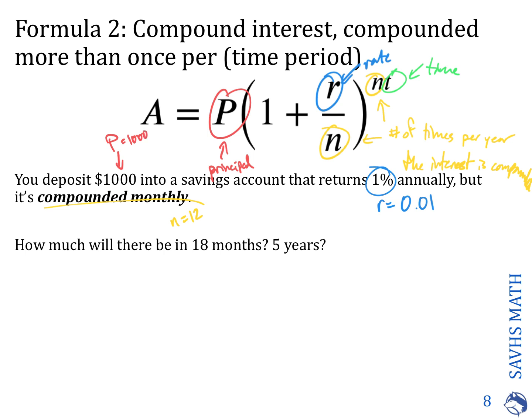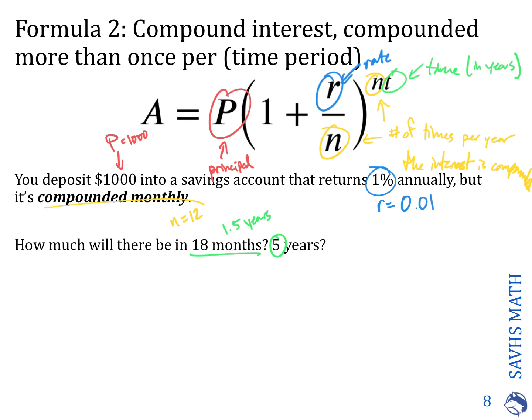How many years is 18 months? Because T is in time, which is in years. But then it says how much money will there be in 18 months. Well, 18 months is a year and a half. So this is 1.5 years. And then we're also going to be using 5 years. So it's asking us two questions. So it's asking us to do the same thing twice.